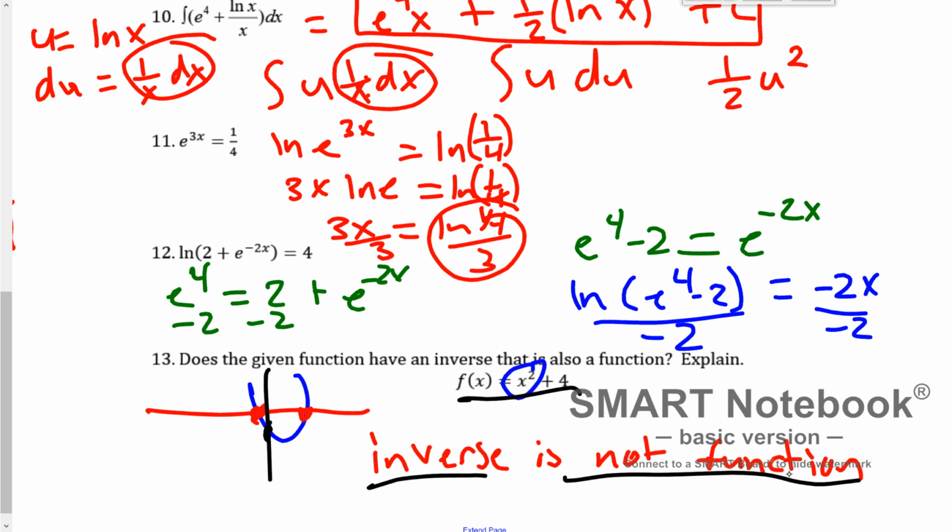Okay, I also know how to expand logs, right? How to solve logs, how to solve exponentials, those things. There you go.